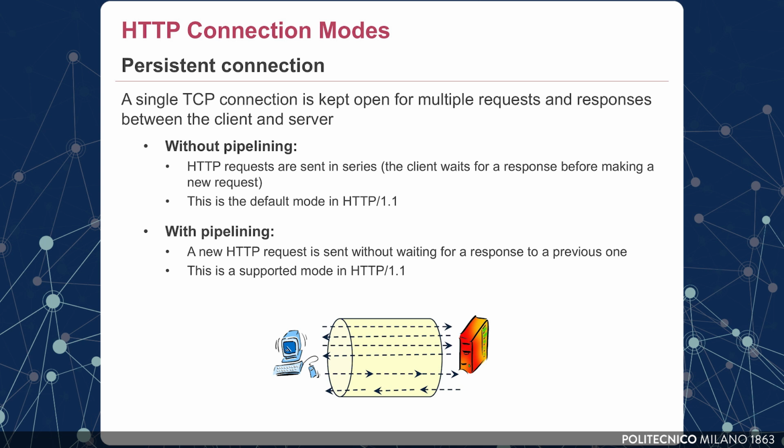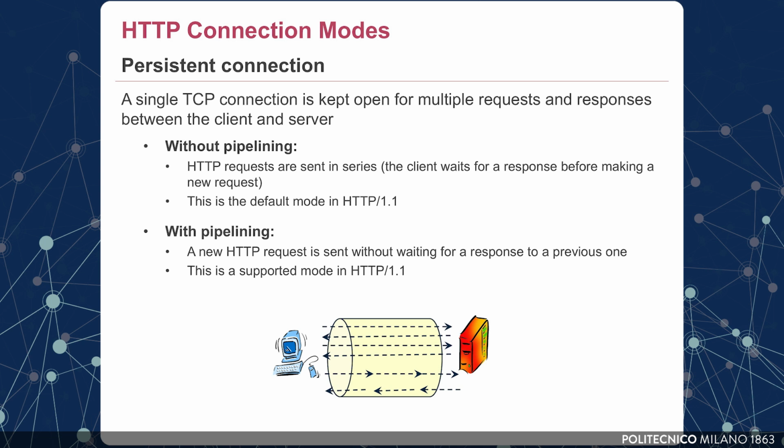In a persistent HTTP connection, a single TCP connection remains open for multiple requests and responses between the client and server. This eliminates the need to repeatedly establish and close connections, improving efficiency and reducing latency. By default, in HTTP version 1.1, requests are sent in series, meaning the client sends a request and waits for the server's response before sending the next one. While this method is more efficient than non-persistent connections, it can still introduce delays when loading multiple objects.